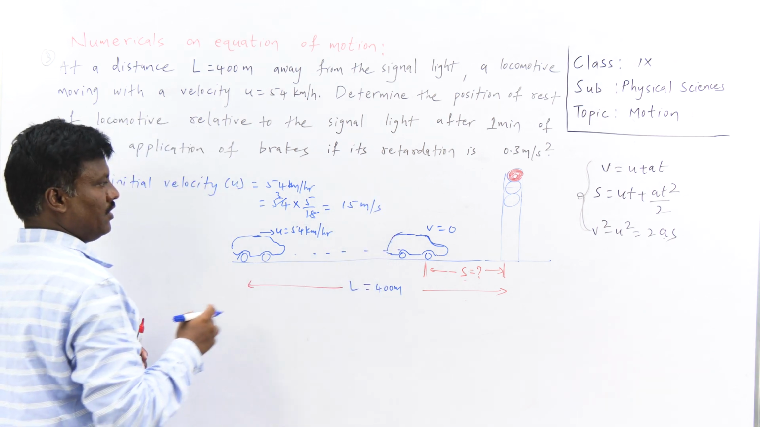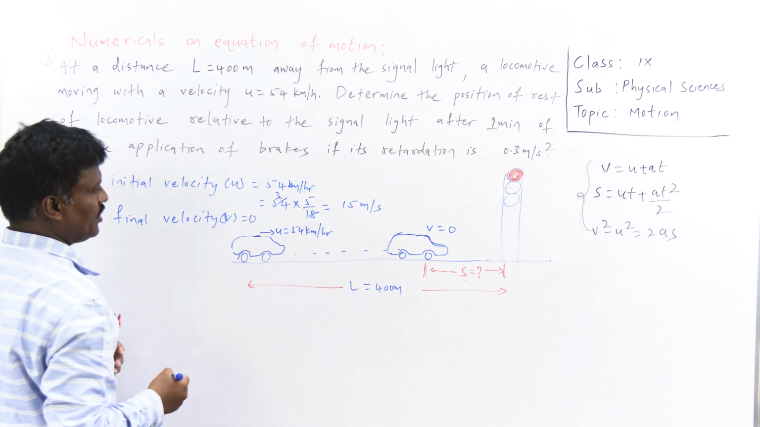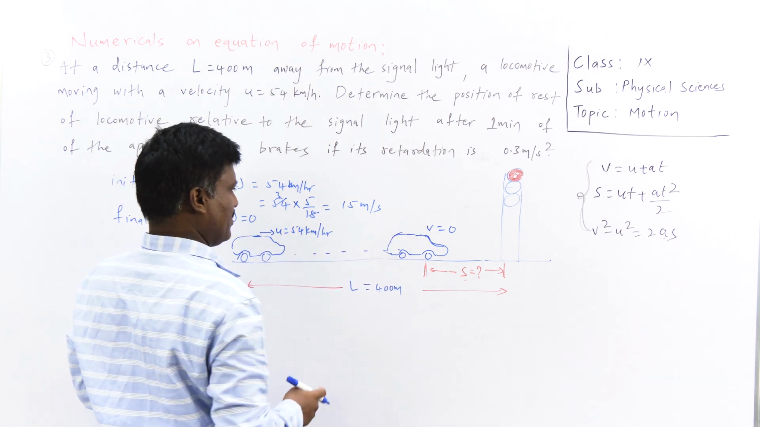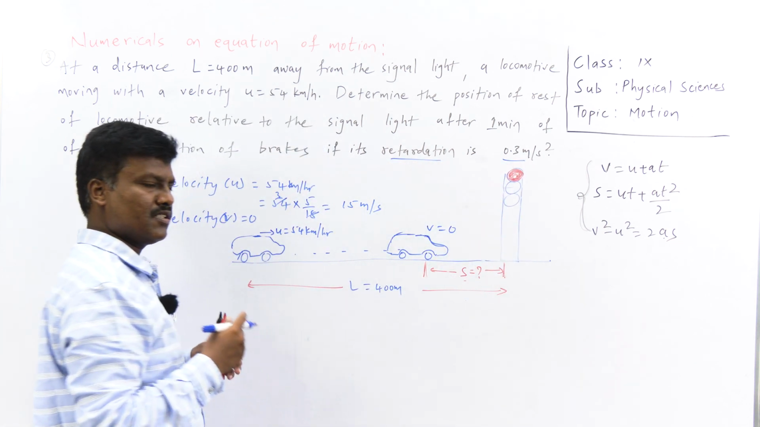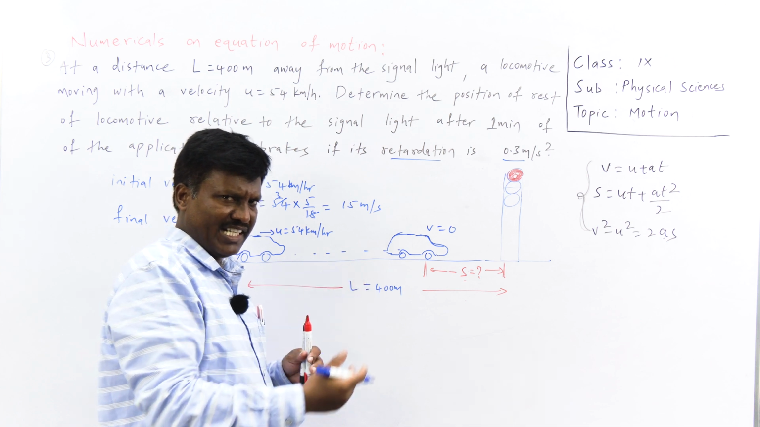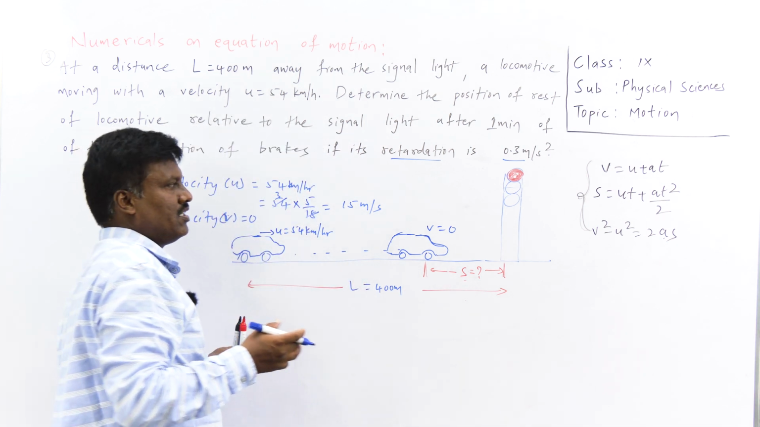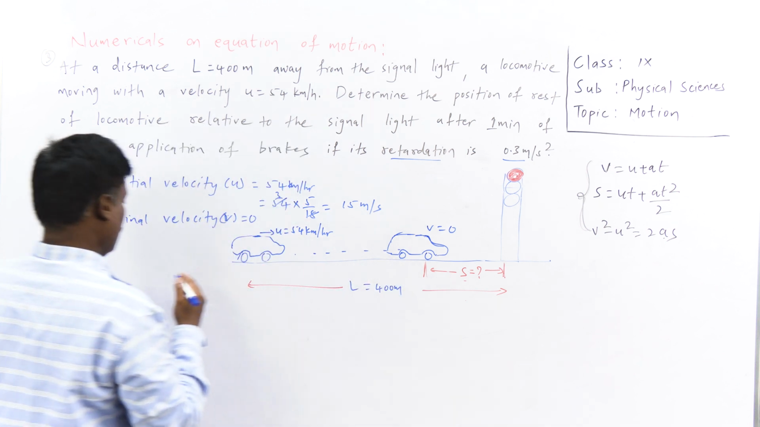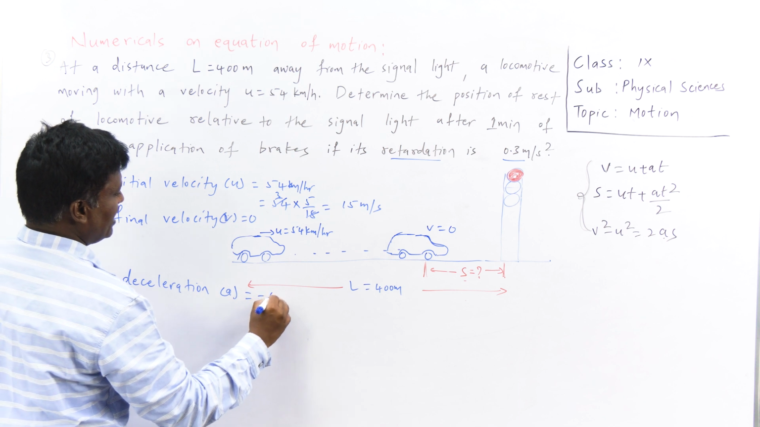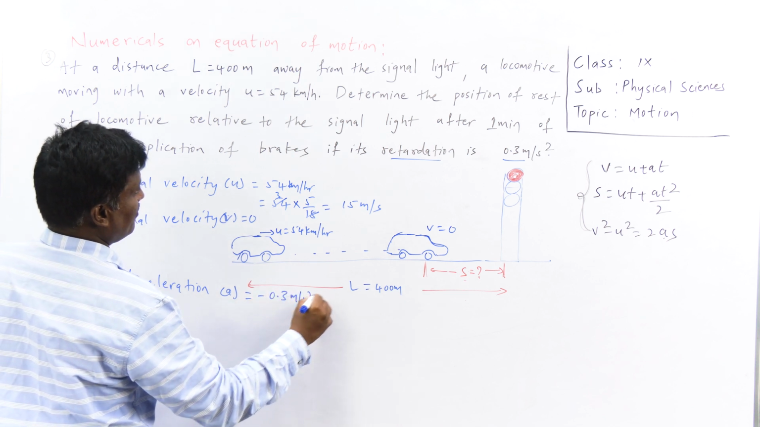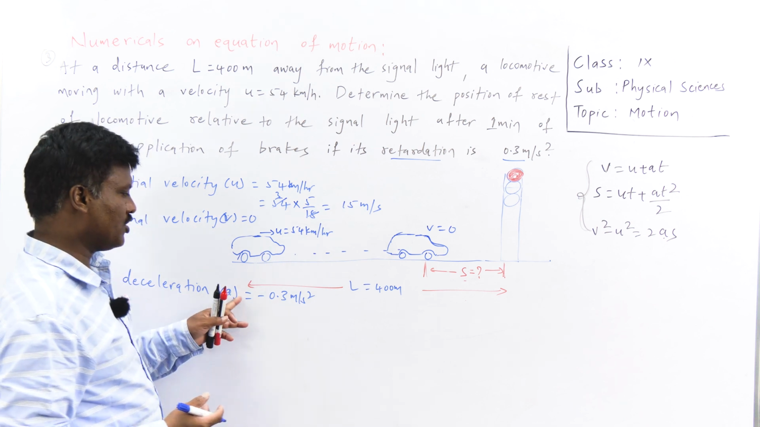Next, the final velocity will be 0. We have the initial velocity, the final velocity, and the retardation also given. Due to the application of brakes, the speed of the vehicle decreases. Whenever velocity decreases, it is called deceleration. The deceleration is also given, a value of minus 0.3 meters per second square. Why should it be taken negative? Because it is negative acceleration. That is why it should be taken negative.